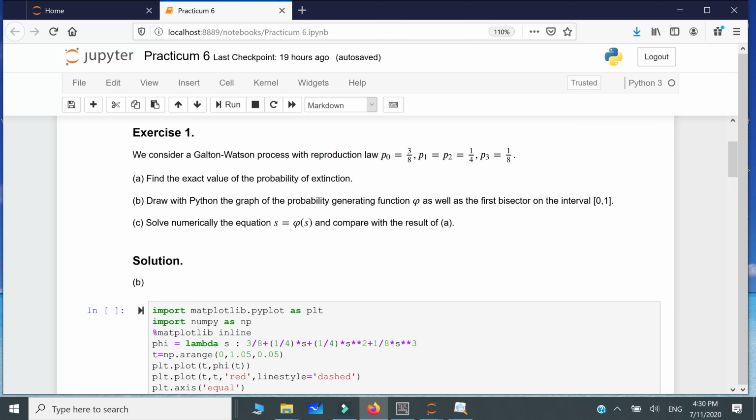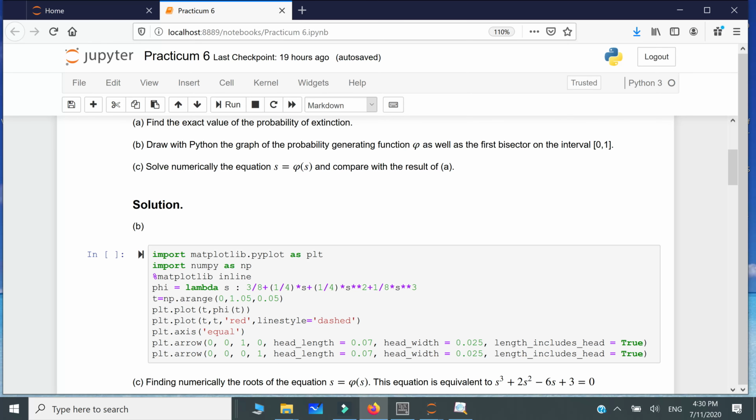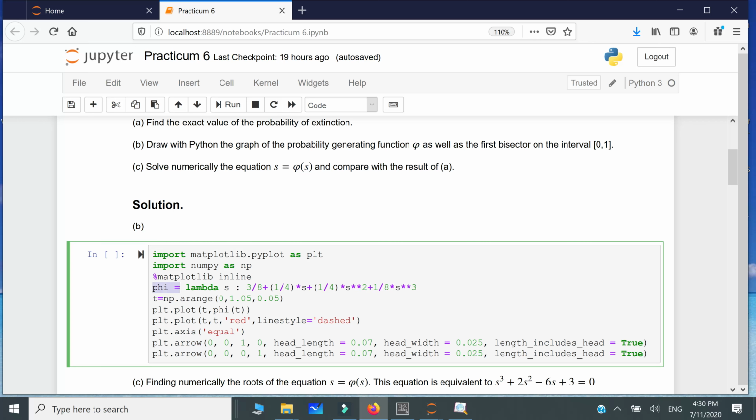Now, question B: draw with Python the graph of the probability generating function phi, as well as the first bisector on the interval [0, 1]. And then solve numerically the equation s = phi(s) and compare with the results of A. So as usual, we import matplotlib and numpy, and we define our function phi. We know that phi(s) is 3/8 + 1/4 s + 1/4 s² + 1/8 s³.